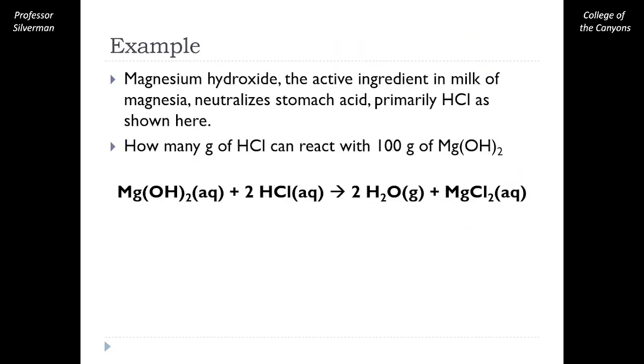Here's an example. We know we have 100 grams of magnesium hydroxide. We want to calculate how many grams of hydrochloric acid must react with it. If we're building up a map, our first step should be convert to moles. We're given grams of magnesium hydroxide. Let's convert that to moles.